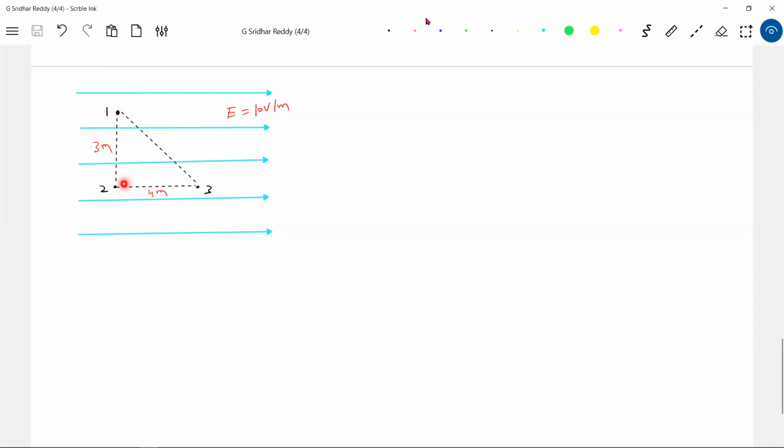So what about 1 and 2? The potential at 1 and 2 will be the same. Can we calculate the potential difference between 2 and 3? The field is uniform. According to this formula, E equal to minus delta V by delta X. If the field is uniform, the formula will become very simple: E into delta X.